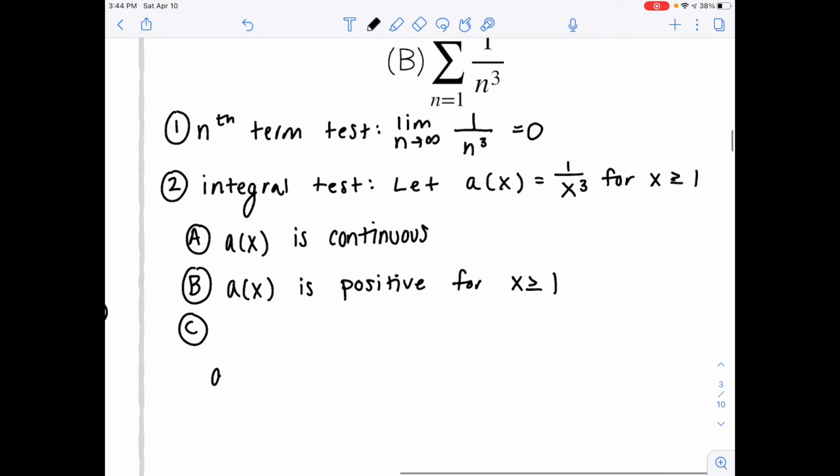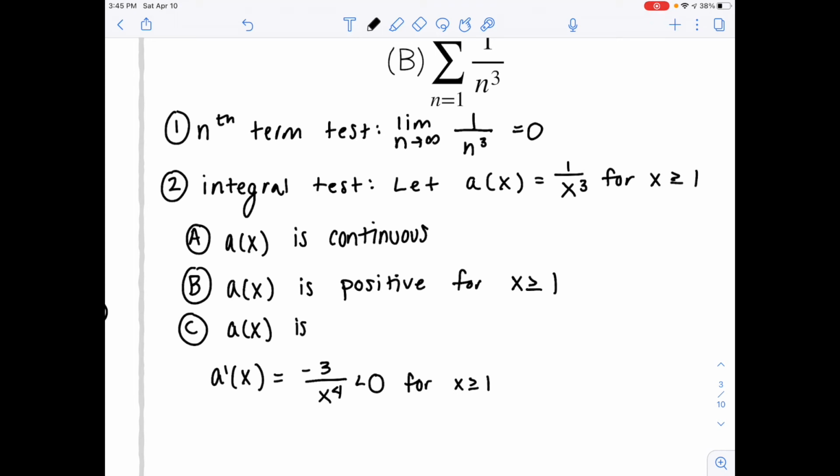And if we take a derivative, the derivative of 1 over x cubed is negative 3 over x to the 4th. Right? Negative 3 is always negative. X to the 4th is always positive. So this is always going to be less than 0 for x greater than or equal to 1. So we can say, since the derivative is always negative, this is also decreasing for all x greater than or equal to 1.